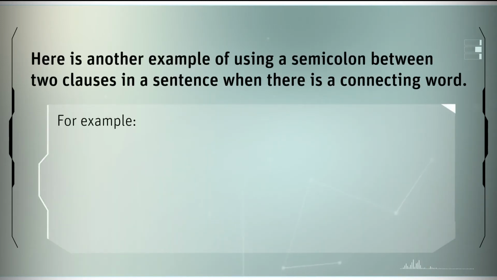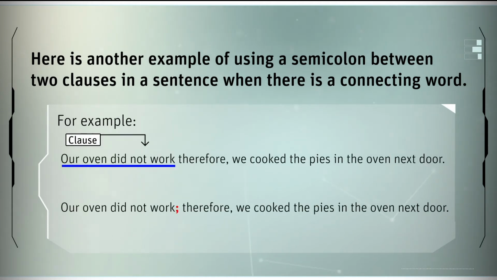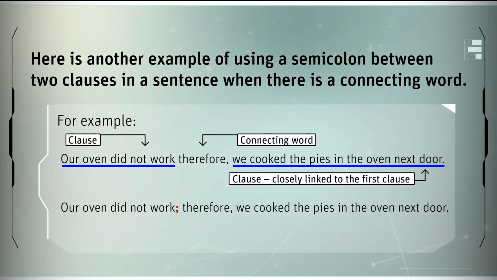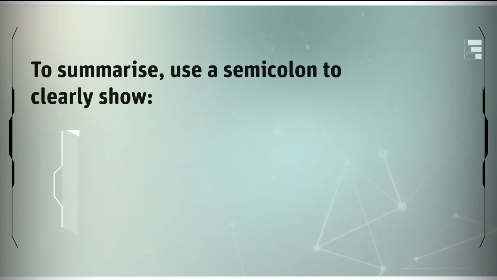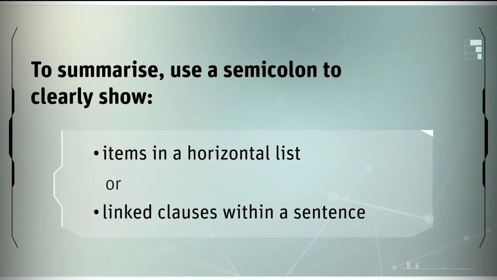Here is another example. The clauses are: our oven did not work, and we cooked the pies in the oven next door. The connecting word is therefore. Once again, a semicolon should be placed before the connecting word. In summary, a semicolon is used to clearly show items in a list or to link clauses within a sentence.